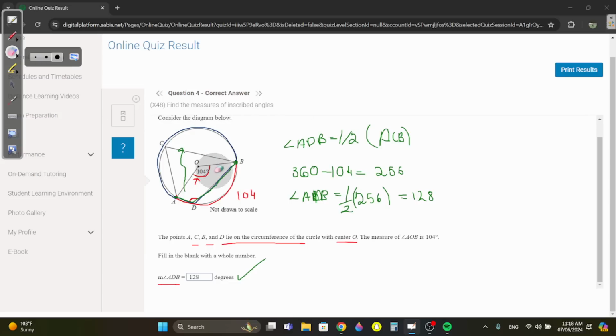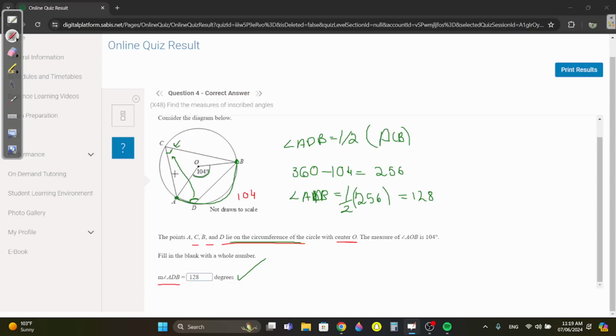Or you know what? Another way you could have done this would be, since this angle here is 104, this arc over here is 104, right? And remember they said the points lie on the circumference of the circle, so they're cyclic. We want this angle over here. Since we're working with cyclics, it will always be the angle opposite to it. So if I add these two green angles, I get 180, because they're opposite angles in a cyclic quadrilateral.